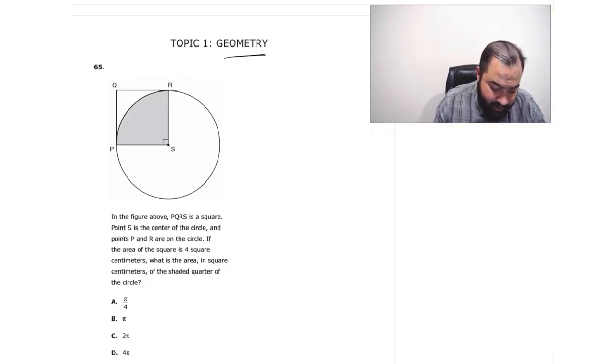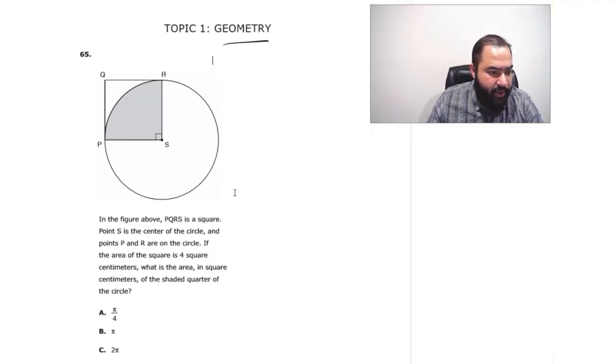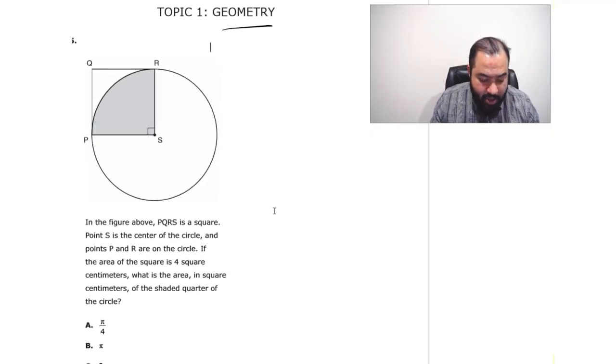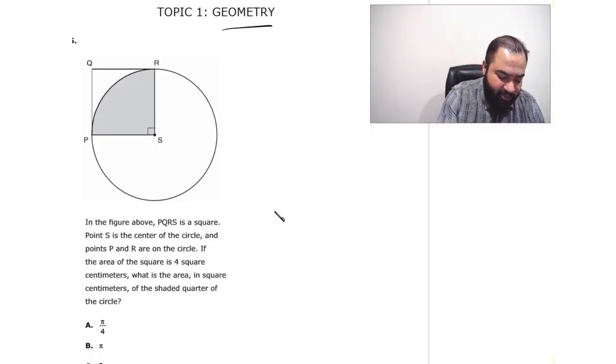A circle and a square. So let's read the question a little bit. I'm going to just zoom it in so you can see better. The question says, in the figure above, PQRS is a square, point S is the center of the circle, and points P and R are on the circle. As you can see, points P and R are on the circle.